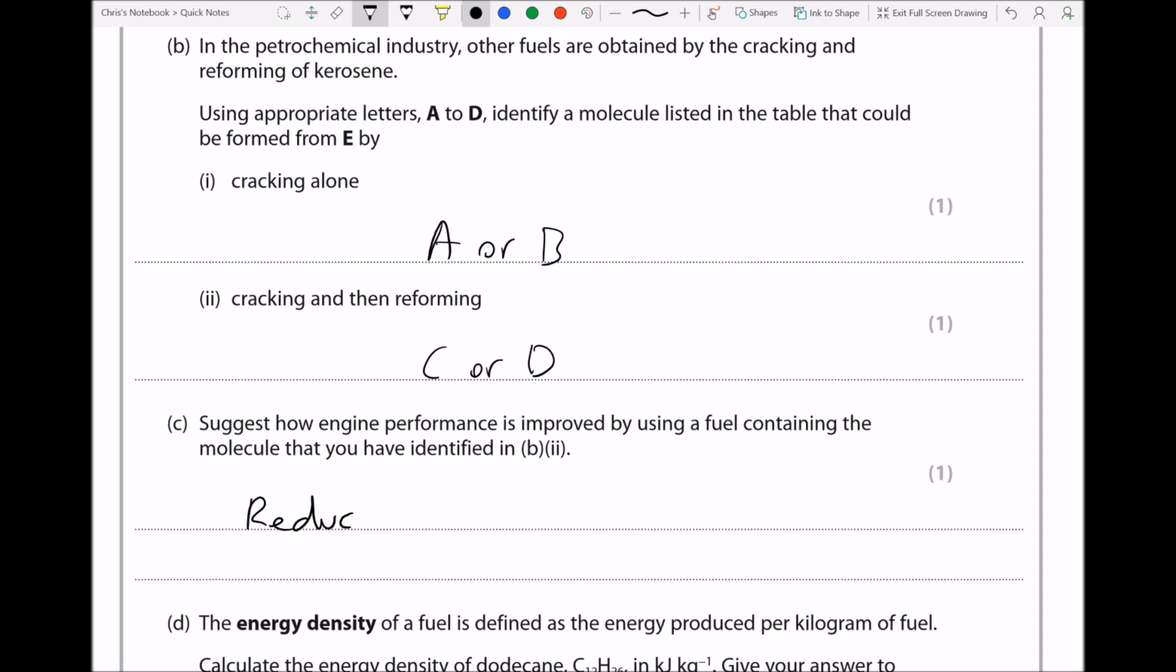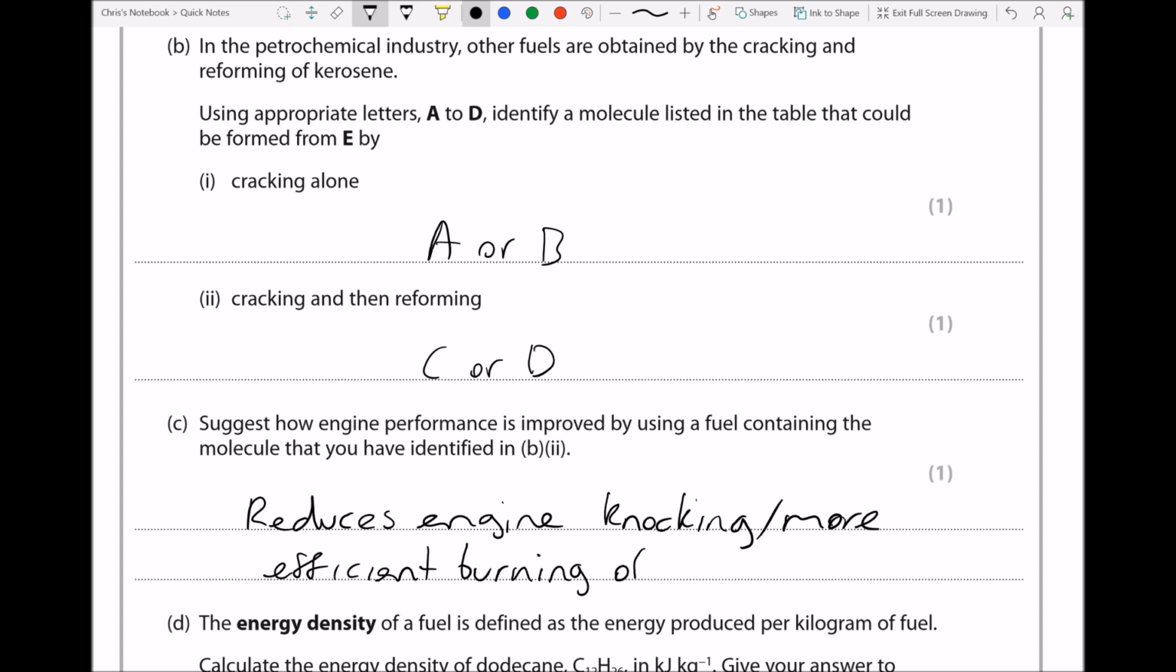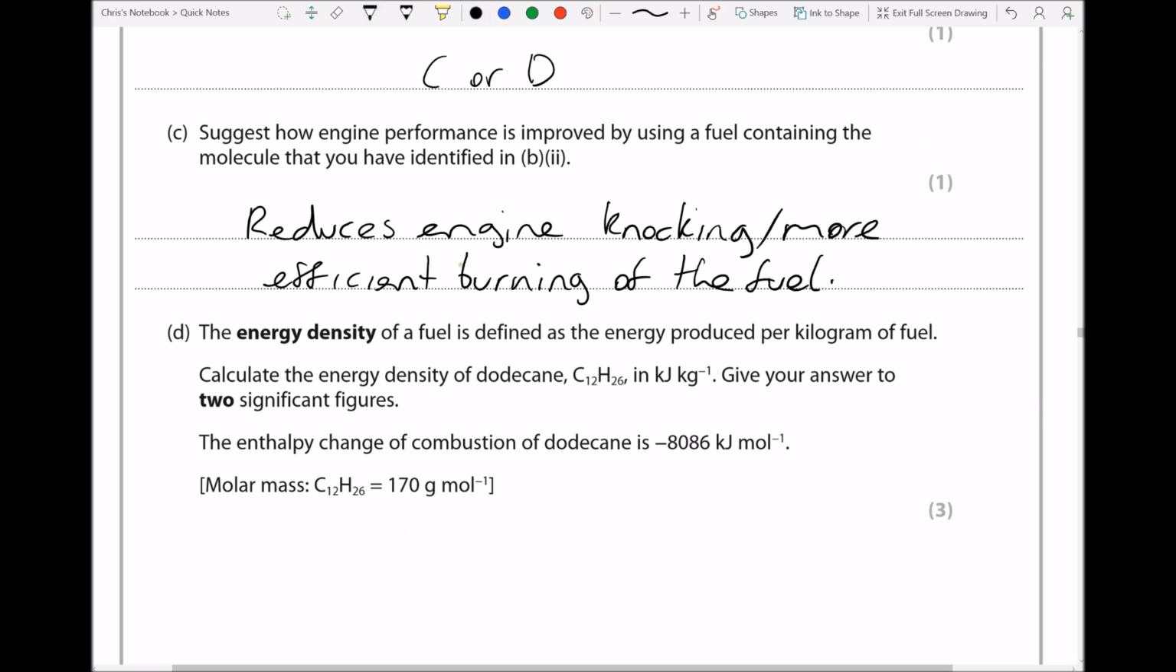So it reduces engine knocking. If I can spell. Okay, or you can say you've got more efficient burning of the fuel. So anything like that would get you the mark. So that's what all branching hydrocarbons and putting things like cyclic compounds in there would do as well.